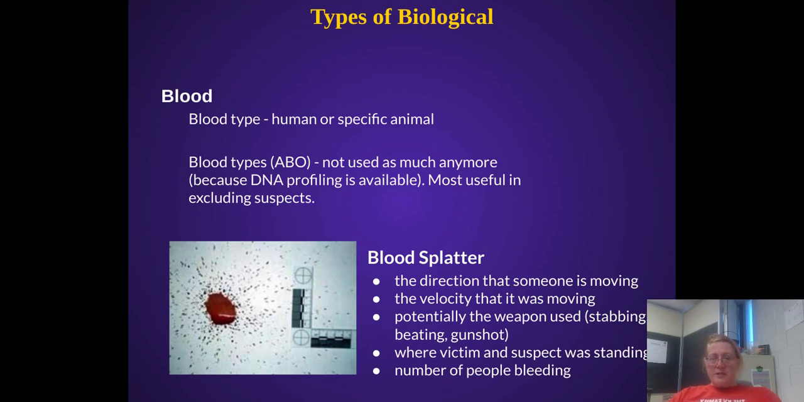You can also have just the blood. So the blood can tell you, is it human or is it a specific animal? Someone who goes hunting all the time may have a bloody knife, but it only has deer blood on it.